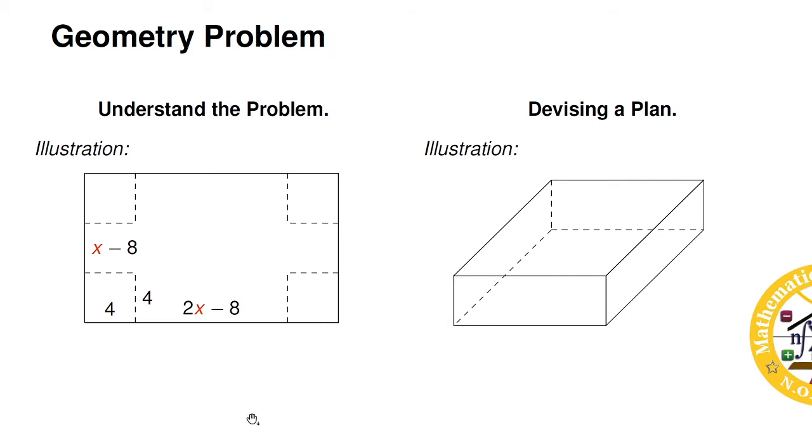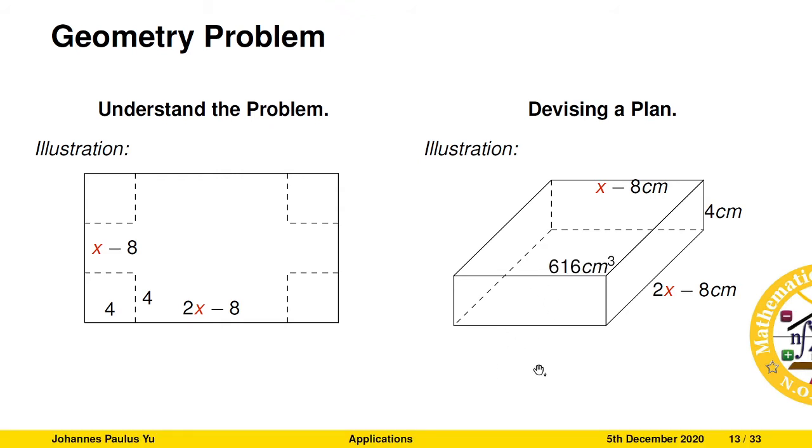So we understand the problem, and we will devise a plan in solving for our unknown quantities, which are the length and the width. This portion here, which stands up, is 4 centimeters, the part we cut. And this portion here, the length, is 2x minus 8 centimeters. And this portion here, which stands up, is x minus 8. I hope you can imagine it, based on this perspective. And the volume of the box is 616 cubic centimeters.